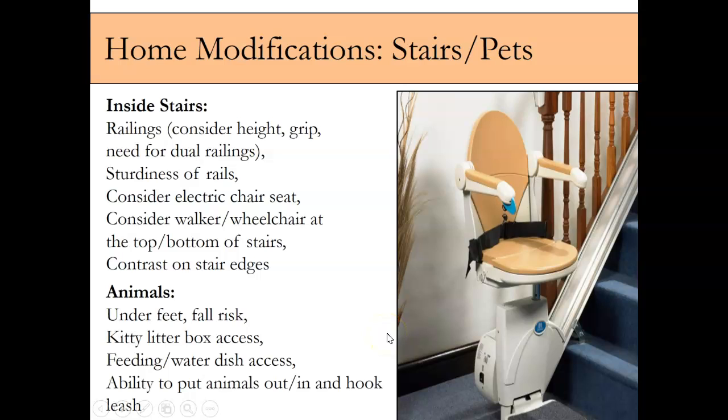Animals. People love their animals. We talked about that last week. Huge part of home health are the animals in people's homes. Access. The feeding, the water dish, the kitty litter box. It's on the ground. They're bending over, fall risk. Can you get that higher up? Putting your animals out. Think of the dog. Let him out to go to the bathroom. Hooking that leash, unhooking that leash. Can't tell you how many clients have fallen doing that. Think about adaptations to that. That's a huge deal for a lot of folks.